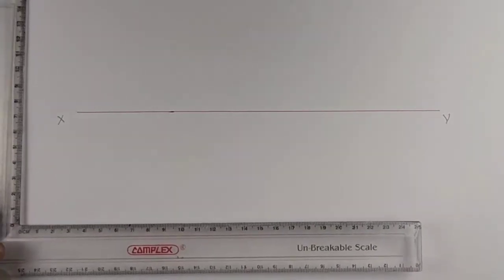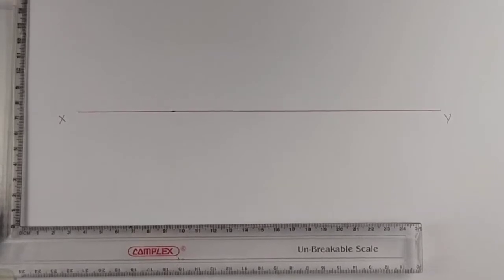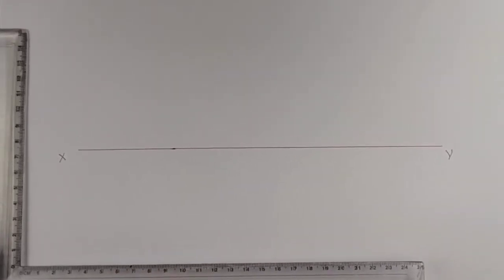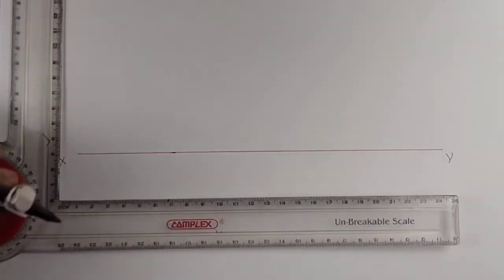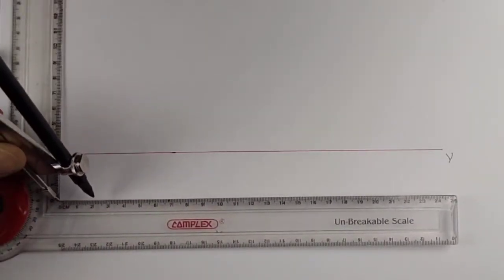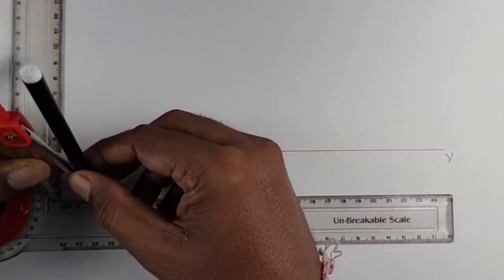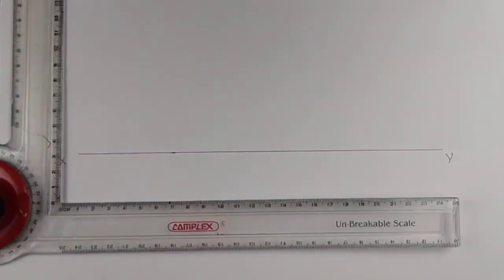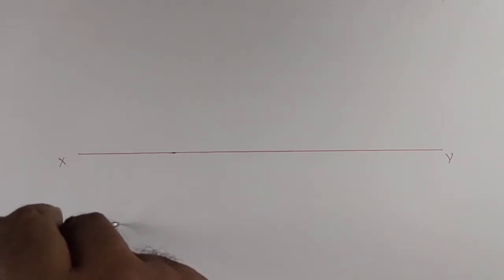Below the XY line there is the HP plane. I choose the 25 mm radius. The diameter of the base is given as 50 mm. We take the 25 mm radius and draw the circle.